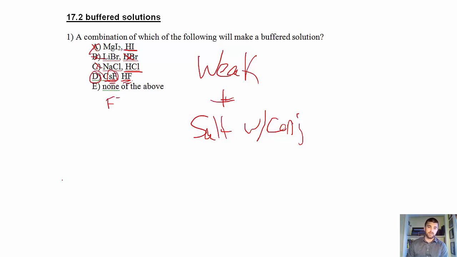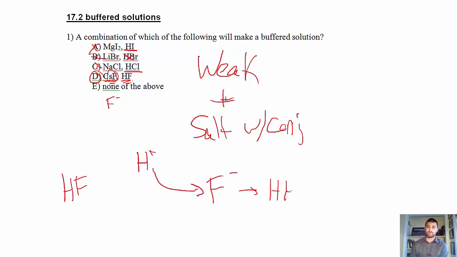Basically what's happening is we have a weak acid and we have its conjugate ion. So if I were to add H plus to that buffered solution, well, it's going to get taken up by the F minus to make more HF, right? Whereas if I were to add OH minus, well, it's going to react with the HF that's there to give us more fluoride ion and water. So it's resisting change in pH.